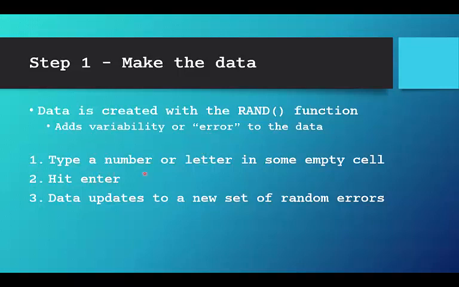Here are the steps I asked you to do. You type a number or letter in some empty cell, you hit enter, and the data updates. That's a property of this random function. This random function wants to update every time the spreadsheet changes.